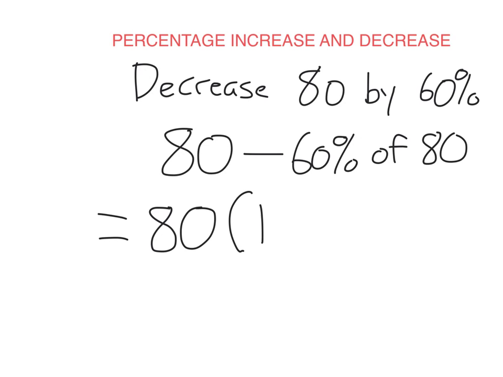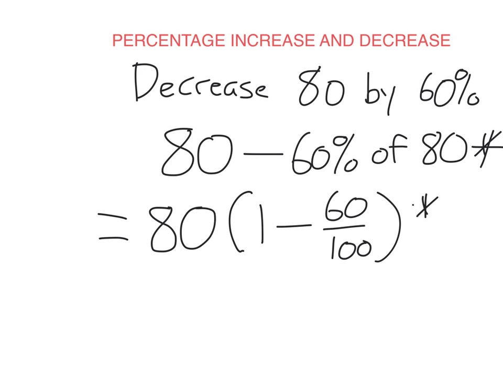multiplying it by 1, and then subtracting 60%, which is 60 over 100. You will get the exact same answer doing this as doing this. It's just that this one down here is a little easier to do. It takes fewer steps. So if I put 80, and then in brackets 1 minus 60 over 100 into my calculator, I will end up with 32.